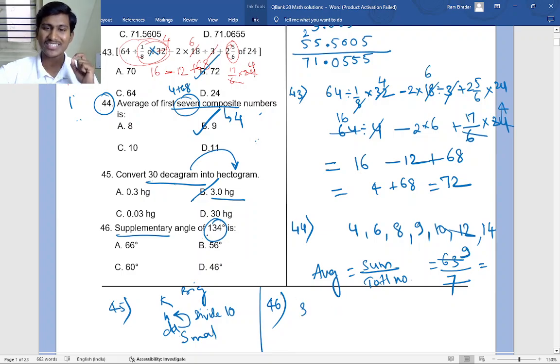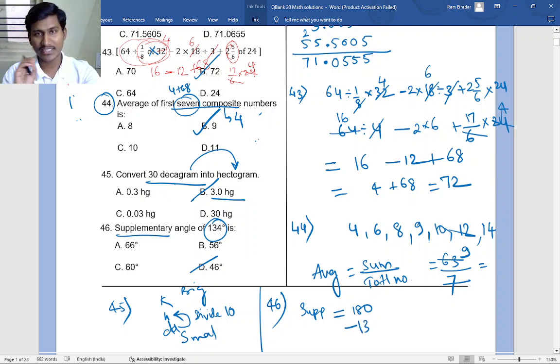So 180 minus 134, what will be the answer? You can directly do it, right? If you know, your answer will be 46. Or you can subtract it by writing it. 180 minus 134, so the answer will be 46. So option D is the answer here.